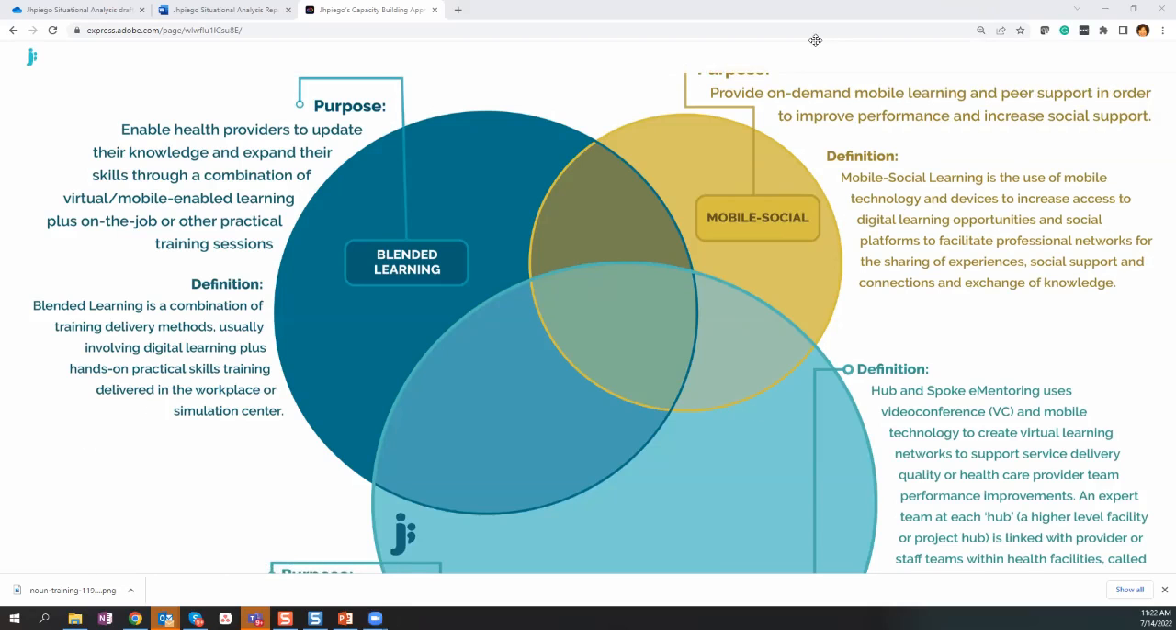What's that big bottom circle? There's blended learning, mobile social learning. That's hub and spoke mentoring, which is more like a combined learning and quality improvement approach. Great, thanks.